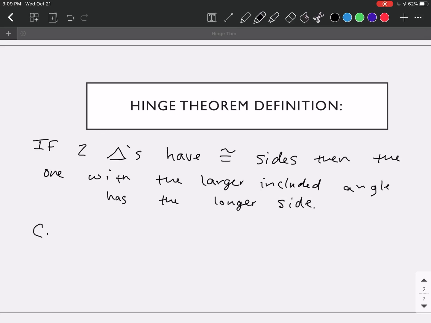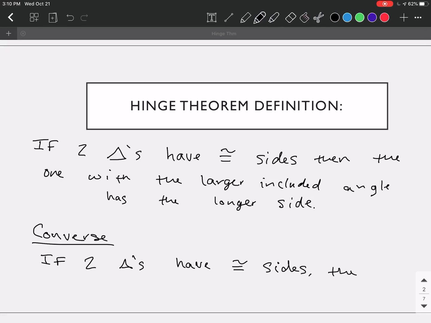The converse of it now, so remember converse, I'm going to flip. So again, with the converse now, if two triangles have congruent sides, then the longer third side has the larger angle.